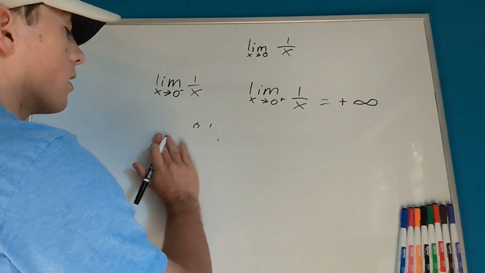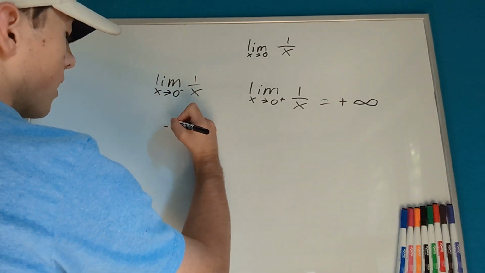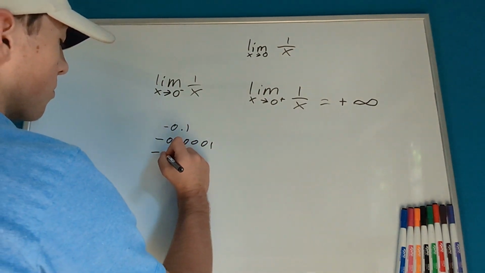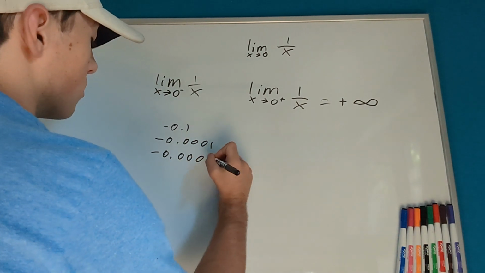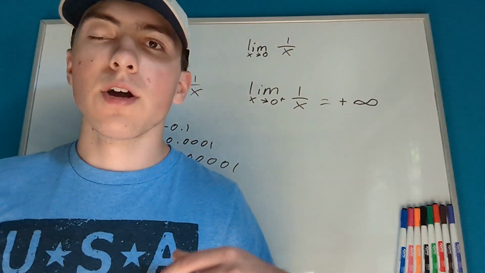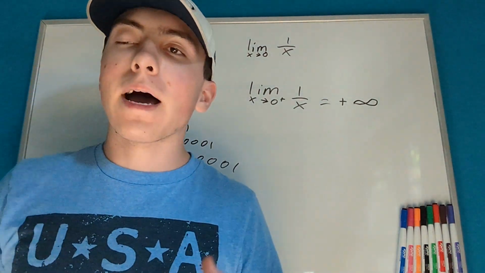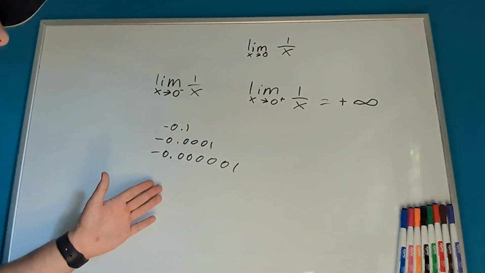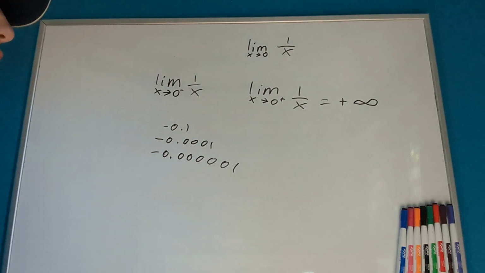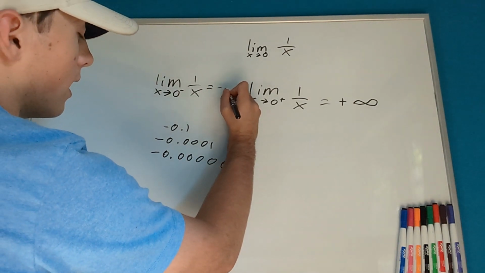But then let's go to the other side and take values like negative 0.1, negative 0.0001, negative 0.00001, right? As we do this, I encourage you to put this in your calculator. We'll notice that it's going to approach infinity, but it's not going to approach positive infinity, it's going to approach negative infinity because we have a negative in our denominator. So we say this equals negative infinity.